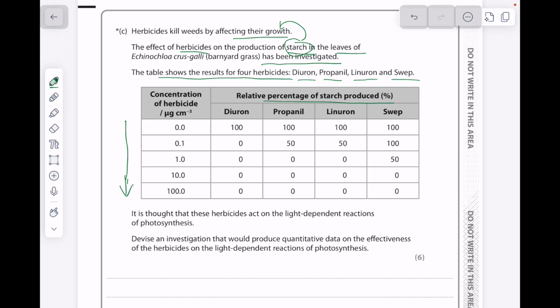Okay, so we see that as the concentration of these herbicides increases, this is decreasing, this is decreasing, that's decreasing, and that's decreasing. Though there seems to be more to it than that, because right from the beginning we can see some of those are more effective. So that's gone quickly, that's gone less quickly, and that's gone the least quickly.